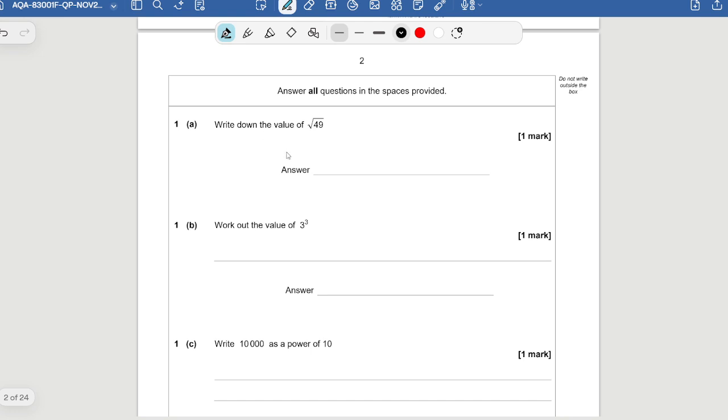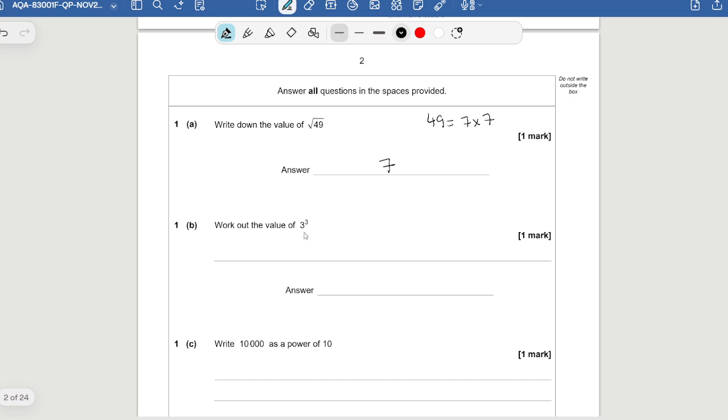Write down the value of under root 49. 49 is a square number, so we get 49 by multiplying 7 by itself. So 7 times 7 gives you 49. So under root 49 is 7.